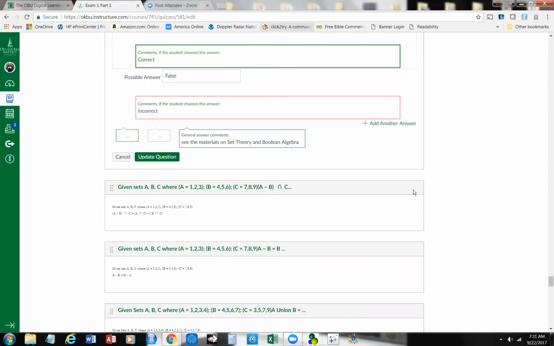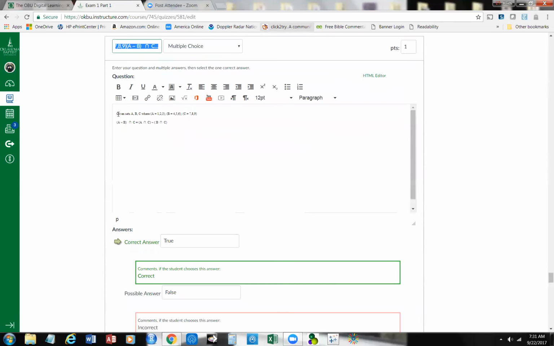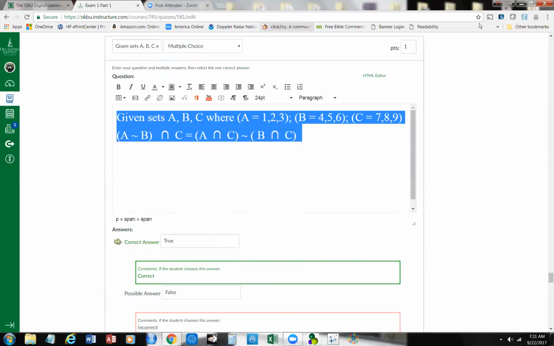I told you it shows on set theory and Boolean algebra. And here's another item. I'm going to go through each one of these. Given sets A, B, and C. There's our familiar set elements. A implies B, and the union of C equals the union of A and C, and does not imply B union C. Okay, and that's true. They're equal.